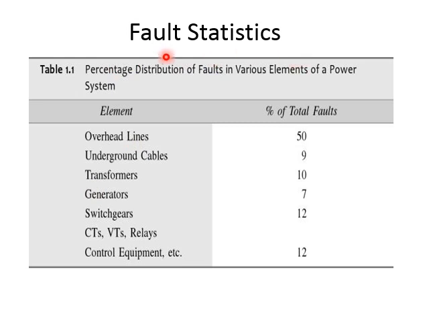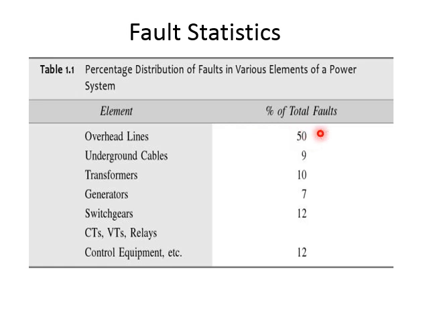Fault statistics: percentage distribution of faults in various elements of a power system. Here are the elements: overhead lines, underground cables, transformers, generators, switchgears, CT, which is the current transformer, VT, a voltage transformer, and relay control equipment. So you can see the percentage of faults for various elements.